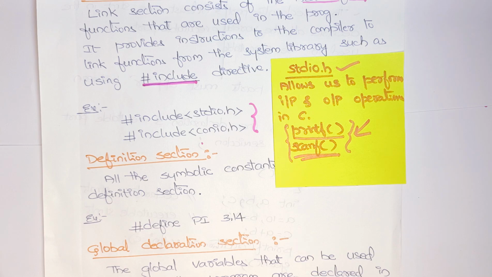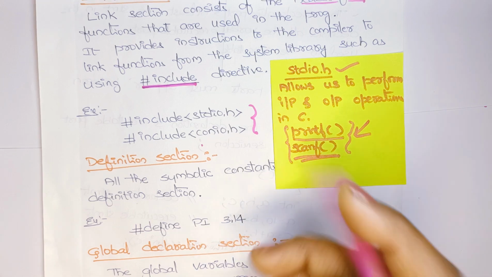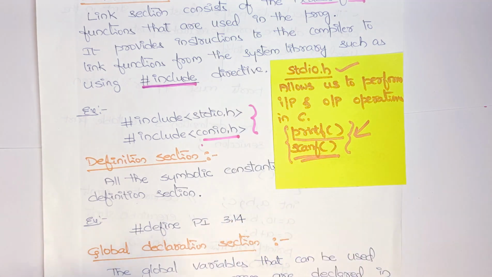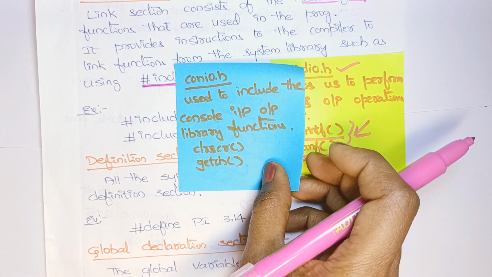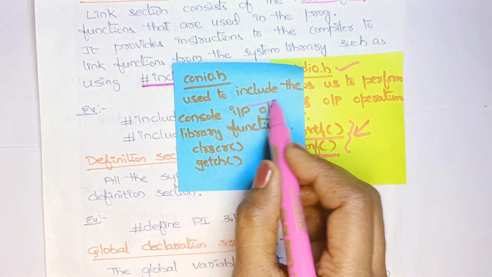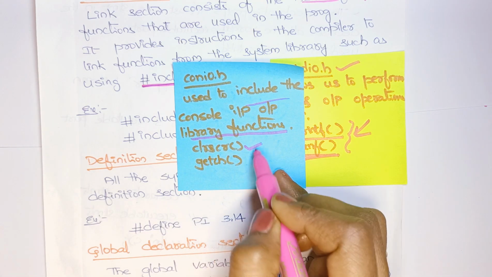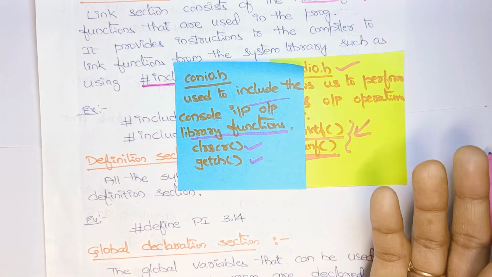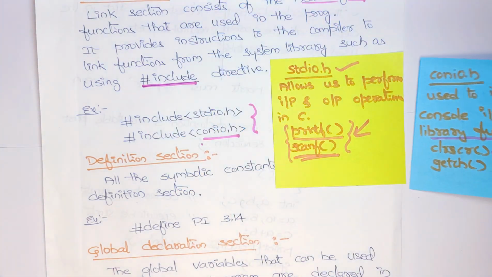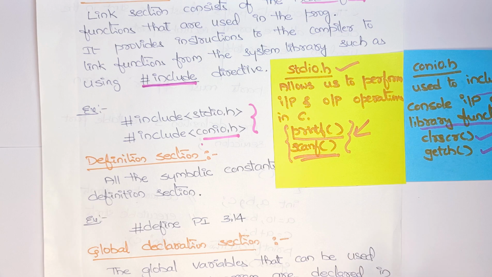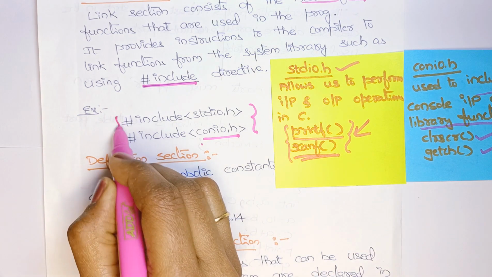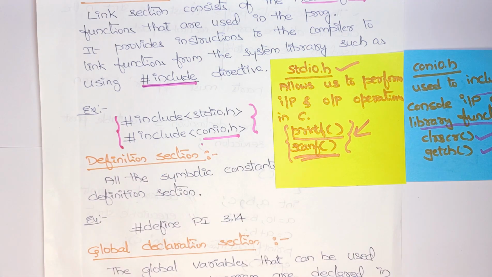Next is the console input output header file. conio.h is the console input output header file. It is used to include console input output library functions like clear screen and getch. Some of these functions are included in conio.h. So to write any C program, the minimum header files you need to include are these two.